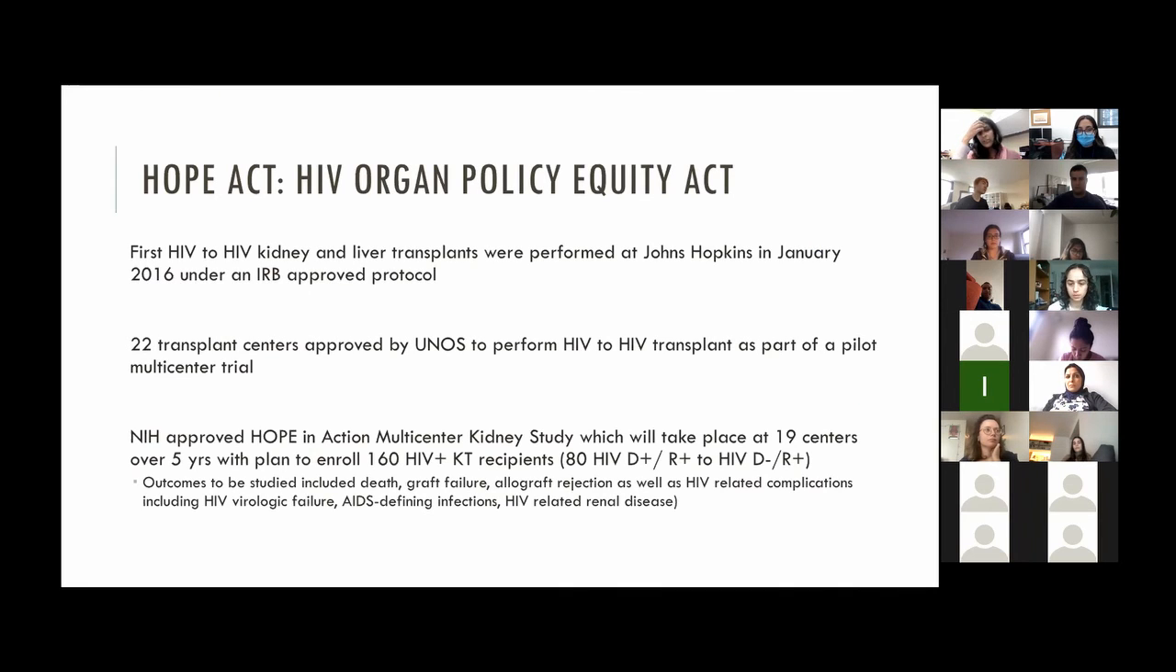So since 2016, the first HIV to HIV kidney and liver transplants have been performed. The first one was done at Johns Hopkins. It's done under an IRB approved protocol, but with NIH funding, so it is still under research. There are 22 transplant centers that have been approved.